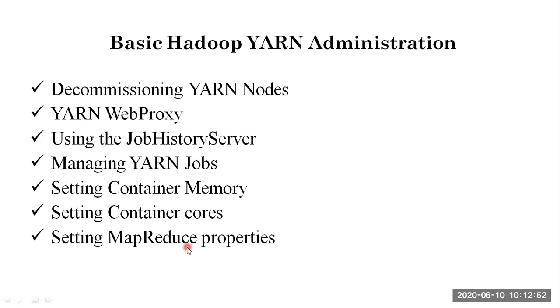The properties that we assign with MapReduce will be like map and reduce. So what a map function is doing, what a reducer will be doing. These are the things that we will be discussing in relation to Hadoop Yarn administration.